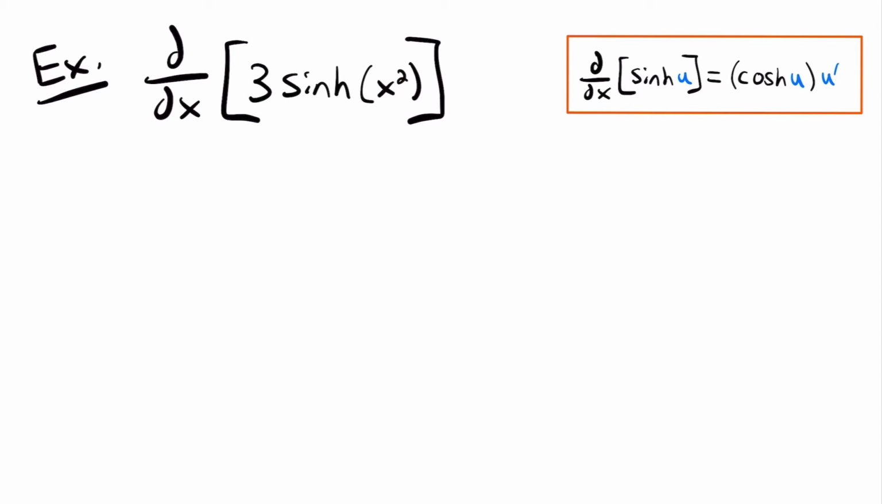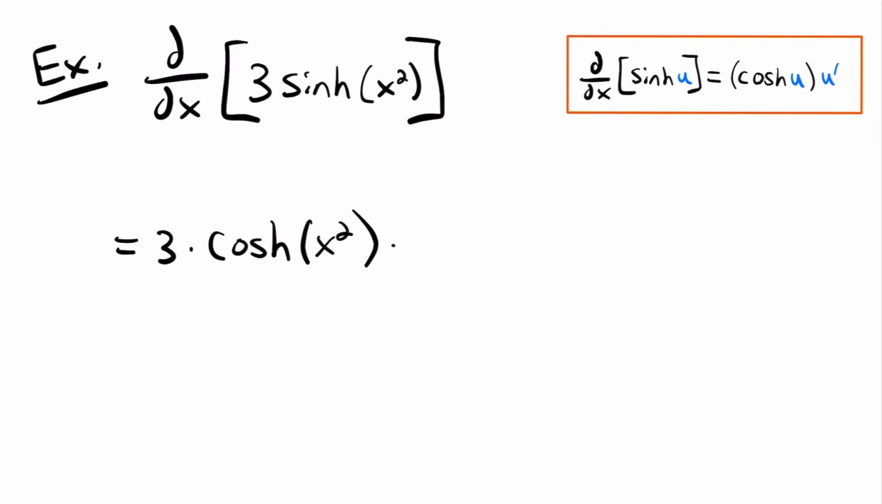And for this derivative, we're going to need to know the derivative rule for hyperbolic sine. And so here I have that rule. And so if we take the derivative of this function, we will have that it is equal to that 3 times the derivative of hyperbolic sine of x squared. And so first we'll have hyperbolic cosine of whatever that function is inside the hyperbolic sine function. And so that is x squared. And so we will have hyperbolic cosine of x squared, but then we need to multiply by the derivative of that inside function, x squared.